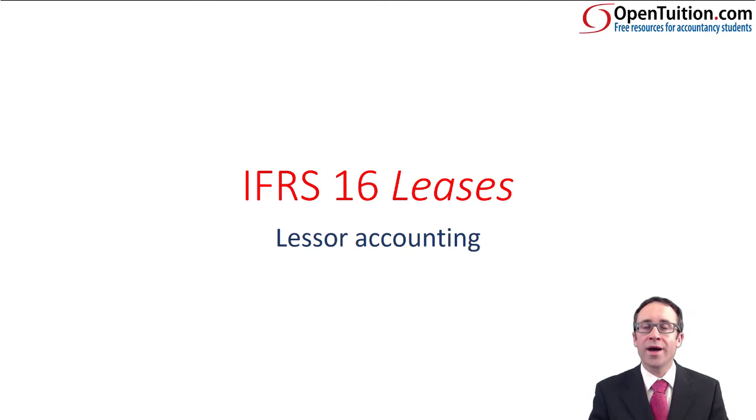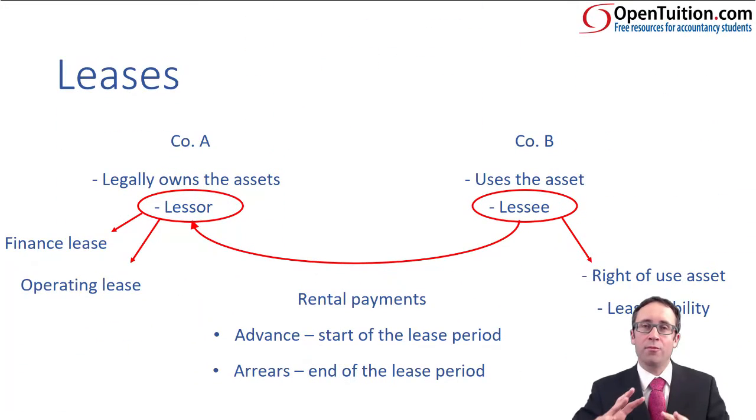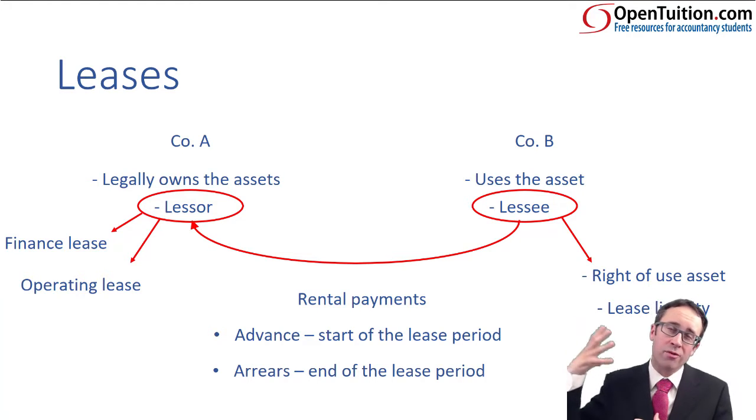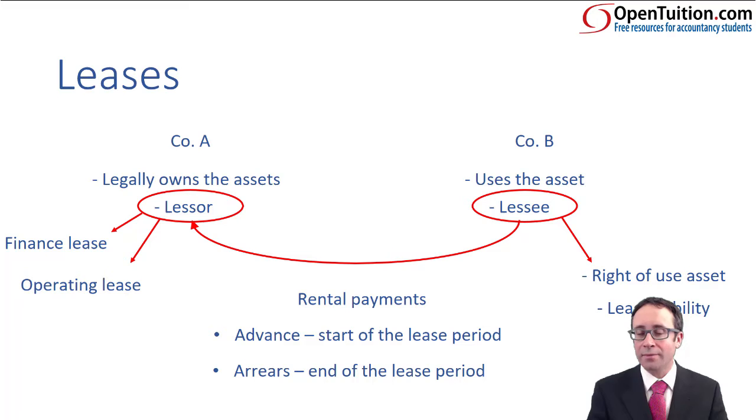So, having gone through and looked at the accounting under IFRS 16 for the lessee, we're now going to look at it from the other side of the contract, from the lessor's perspective. Just to make sure you're happy with where we're looking at things from, if we look at the diagram that we drew right at the very start of the chapter, we've looked at how we account for company B's rental payments when they lease the asset under a lease.